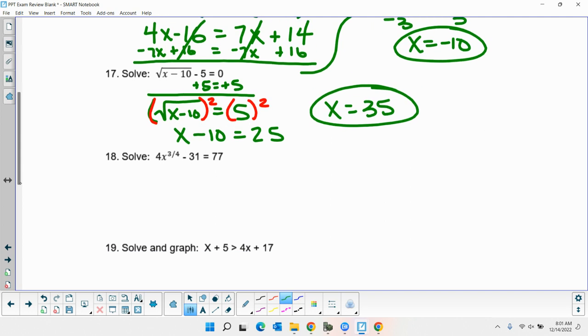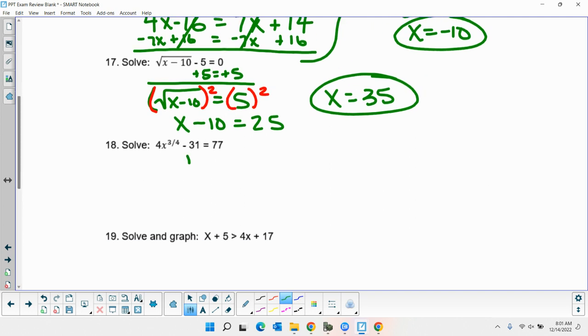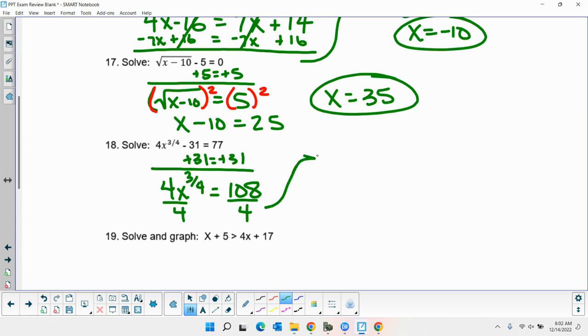Okay, number 18. Add the 31 first. You want to get the x part alone. So you got 4x to the 3/4 equals 108. The x isn't alone yet, so divide by 4, because that means 4 times x, right? And then you get x to the 3/4 equals, what, 27? When you divide 108 by 4.